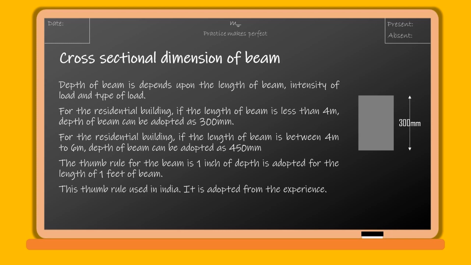The thumb rule for the beam is 1 inch of depth for every 1 foot of length of beam. This thumb rule is used in India. It is adopted from experience.